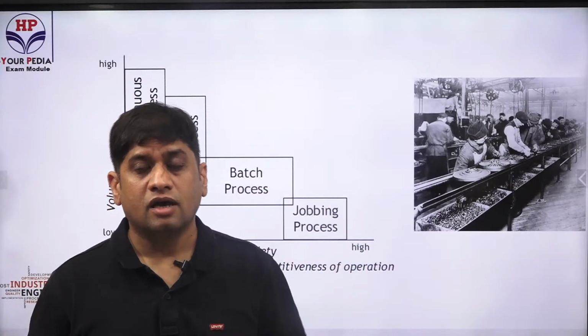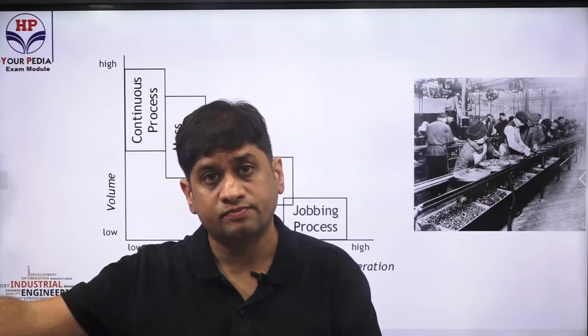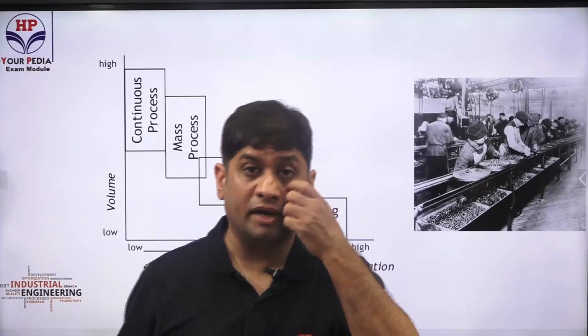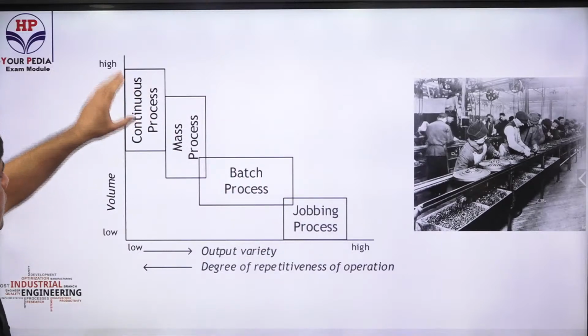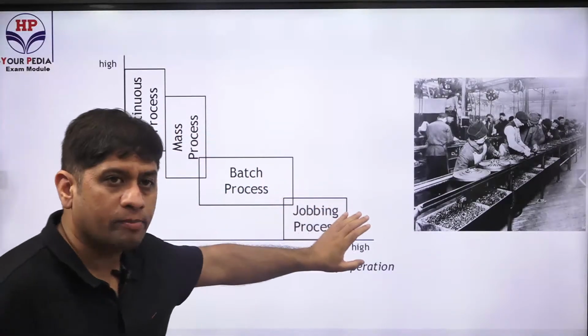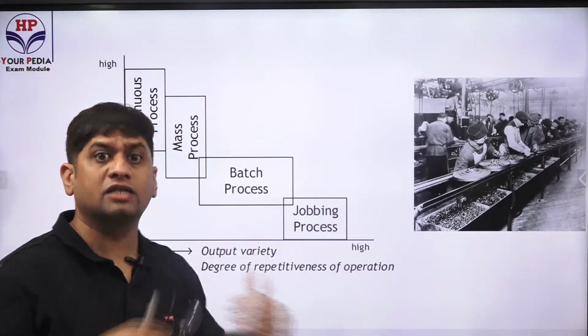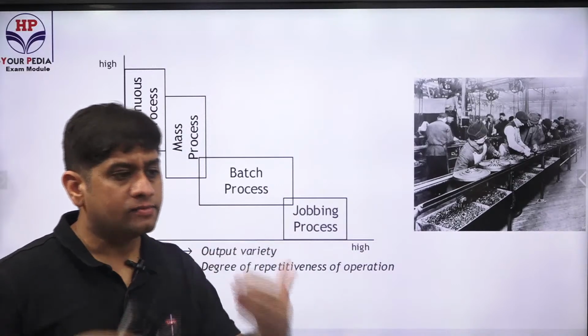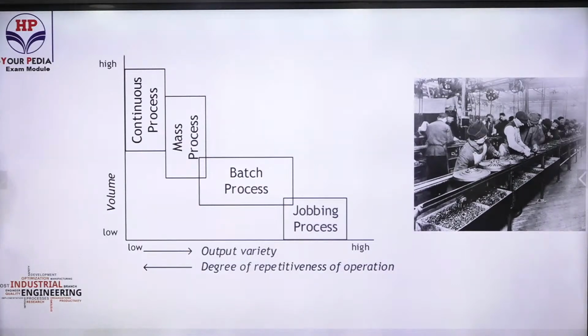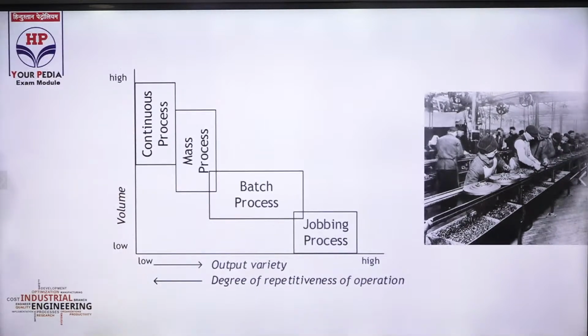And variety means every product looks different, the products are different, tailor made. So continuous production, high quantity, very little variety. Mass production, batch production, job production, in which variety is very high and the quantity produced is less. This is how production systems are categorized. Production systems are categorized on the basis of this: continuous process, mass process, batch process, something like that.